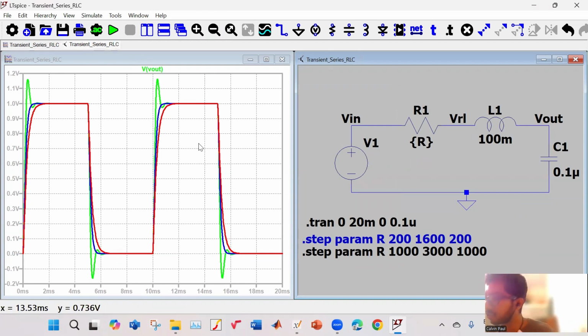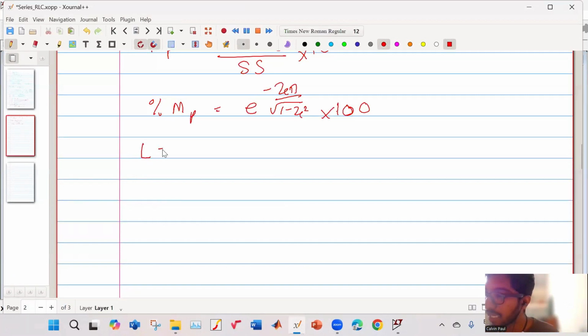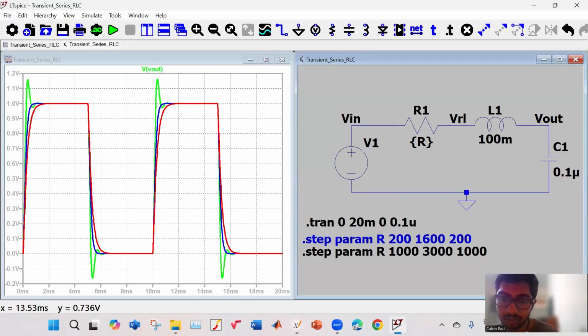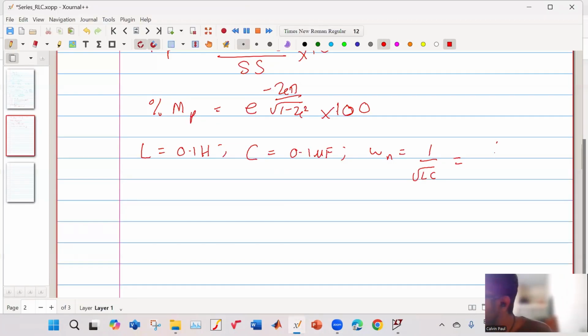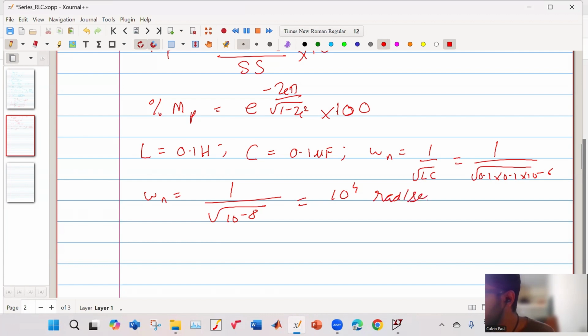So let us go back to this one. So what is my L? My L is 0.1 Henry and my C is 0.1 microfarad. So my omega n, which is equal to 1 by root LC, is given by 1 upon square root of 0.1 into 0.1 into 10 to the power minus 6. So my omega n is actually equal to 1 upon square root of 10 to the power minus 8, that is 10 to the power 4 radians per second. Okay, this is the omega n I got.